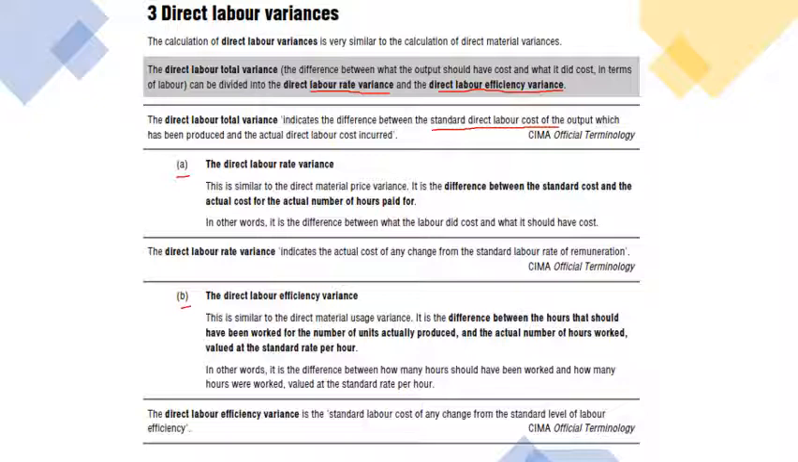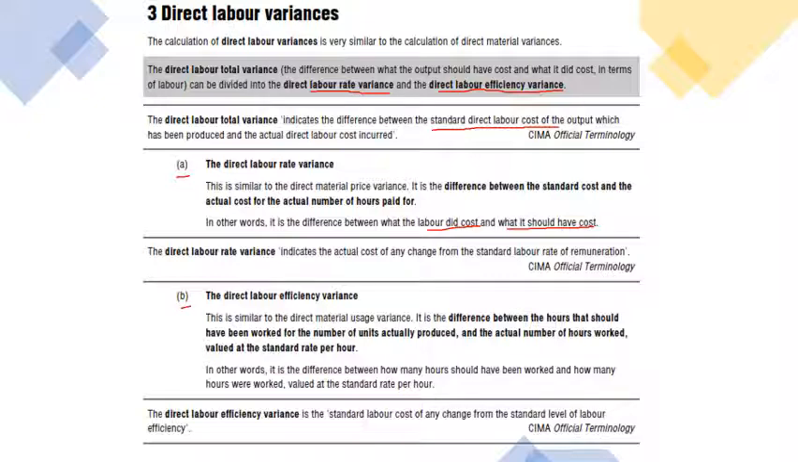Direct labor rate variance is similar to the direct material price variance. It is the difference between the standard cost and the actual cost for the actual number of hours paid for. In other words, it is the difference between what the labor did cost and what it should have cost. What it should have cost means the standard cost, and what it did cost is the actual cost. So the labor rate variance indicates the effect on actual cost of any change from the standard labor rate of remuneration.